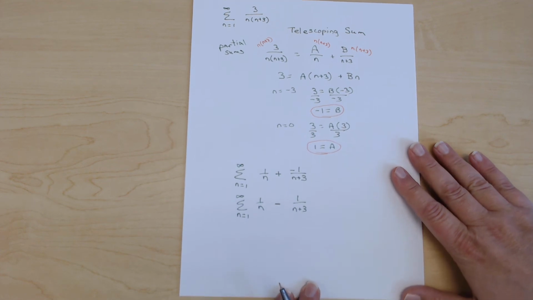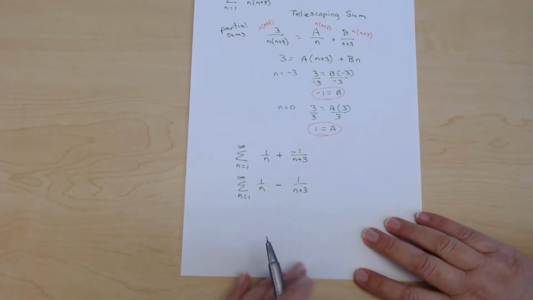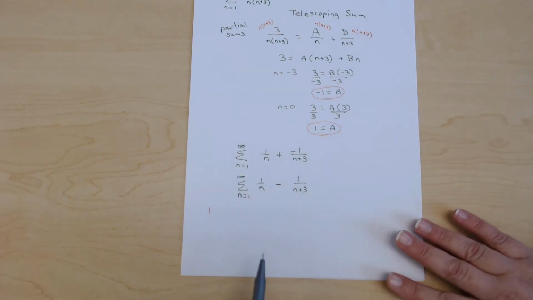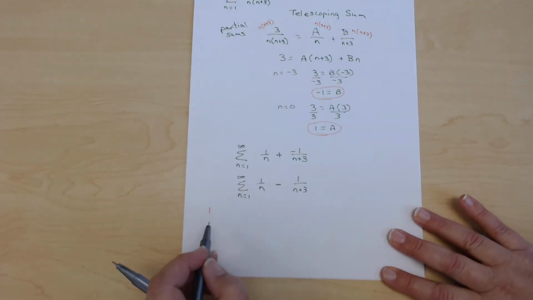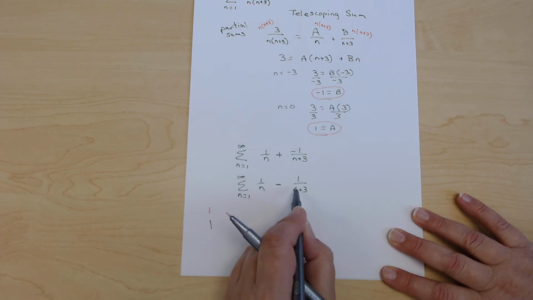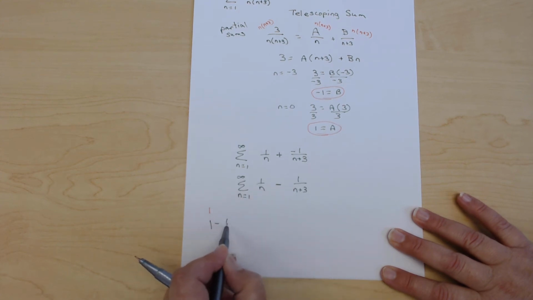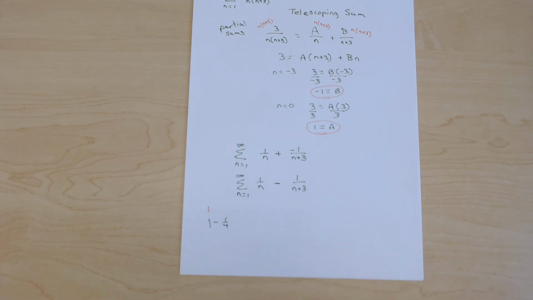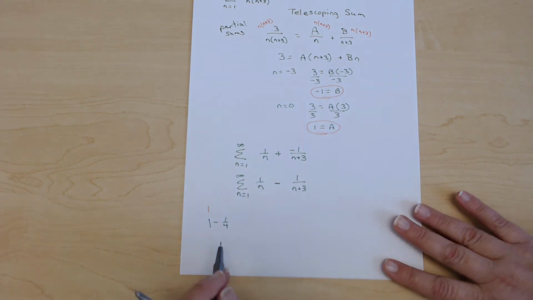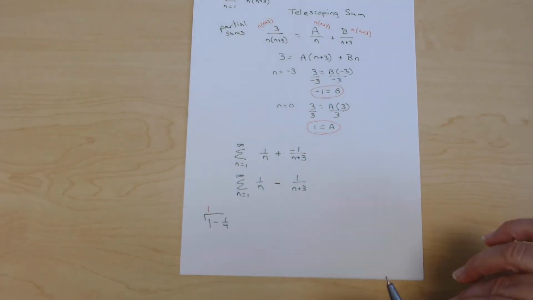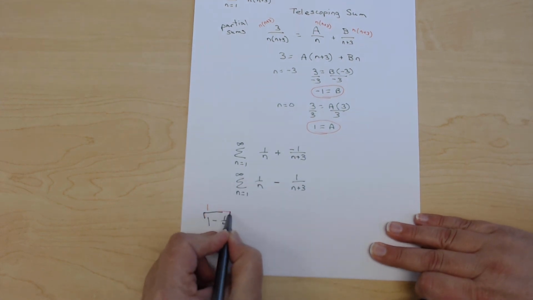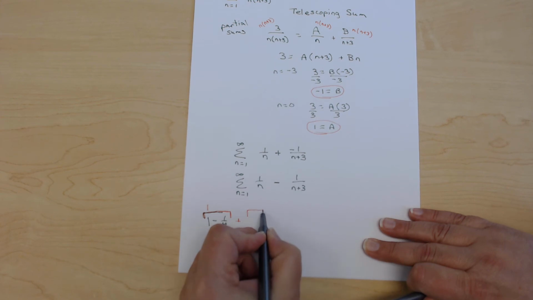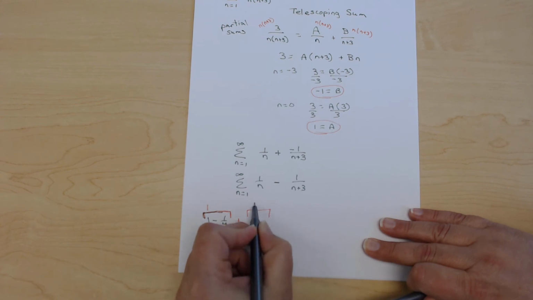So now we're going to actually write some stuff out. Let's write out when n is 1. We'll plug in a 1, and so we get 1. We plug in a 1 there, we get minus 1/4. Plus, now let's do a 2. All right, so we plug in a 2.